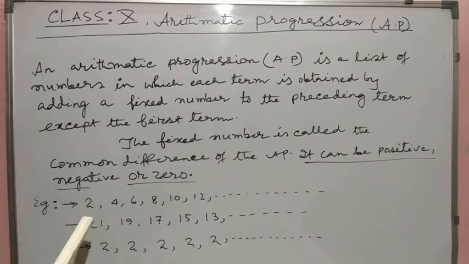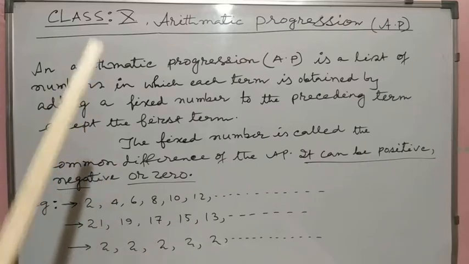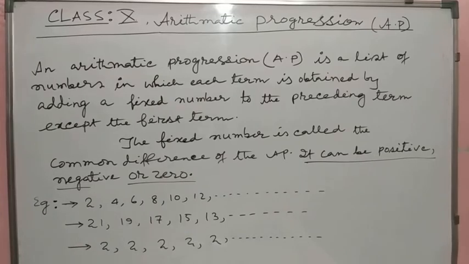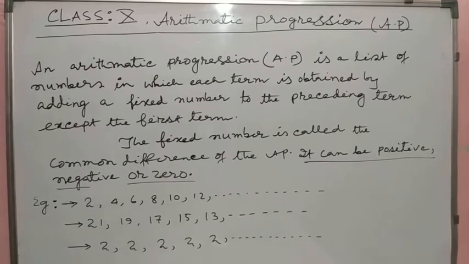Thus, an arithmetic progression is a list of numbers in which each term is obtained by adding a fixed number to its preceding term. Here also, each term is obtained by adding a fixed number to its preceding term except the first term. So, this is called an AP. Now, we can learn this one in different ways.